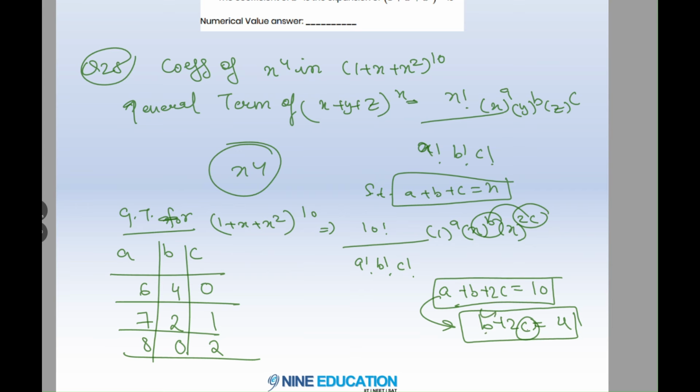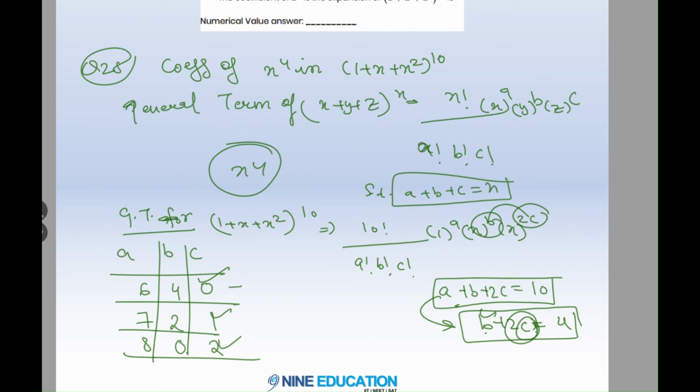If you take c as 3, then a will be 6 and b will be minus 2. And b cannot be minus 2 since the power should always be positive. a, b, c should always be positive and less than n. This is the condition. So these are the only possible cases for the coefficient.